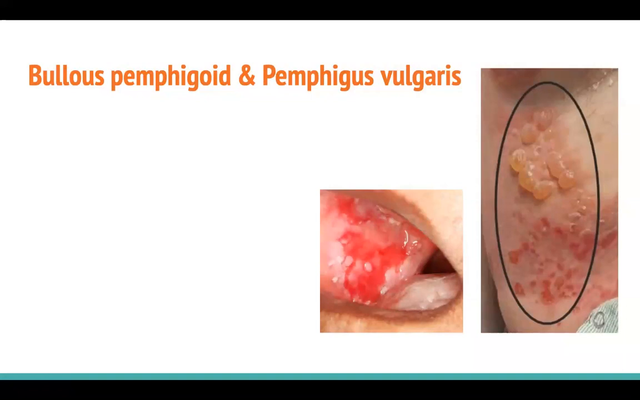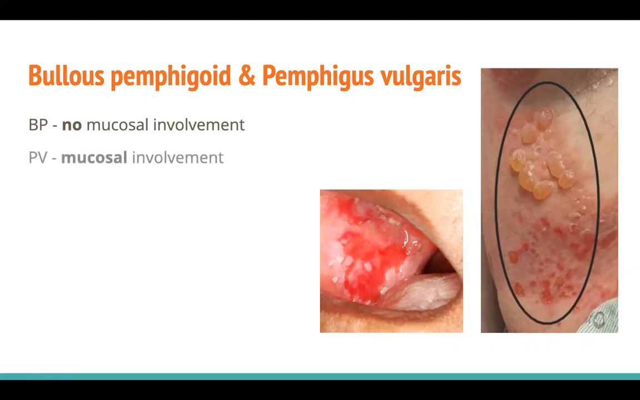Some common conditions that you might see in elderly patients, particularly those who are immunocompromised or diabetic, are bullous pemphigoid and pemphigus vulgaris. Bullous pemphigoid, what you need to know is there's no mucosal involvement, or at least for exams, there's no mucosal involvement. Sometimes they can cross over symptoms. Pemphigus vulgaris, there is mucosal involvement, like you see here. And often it's seen in Ashkenazi Jews, so that population is more prevalent there.